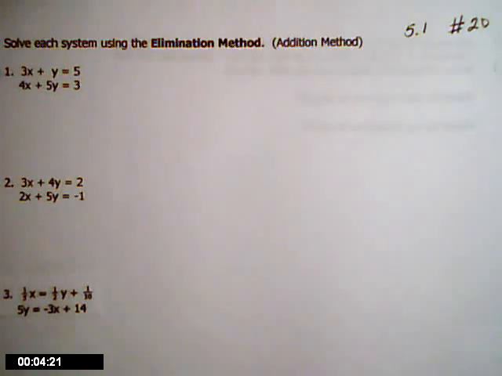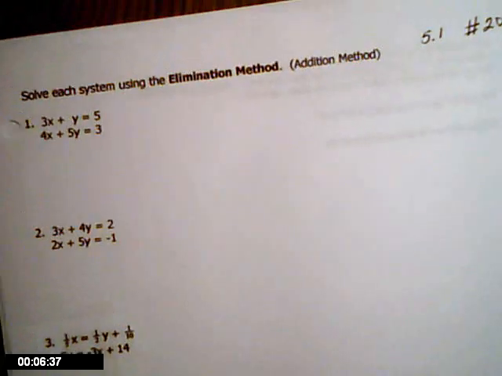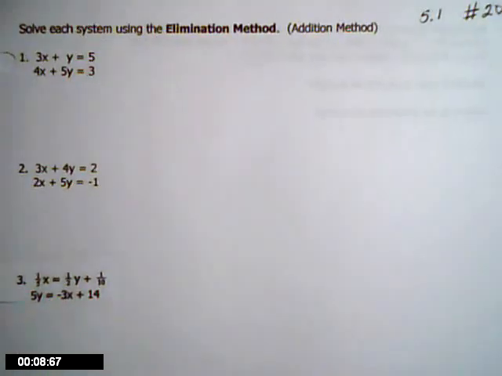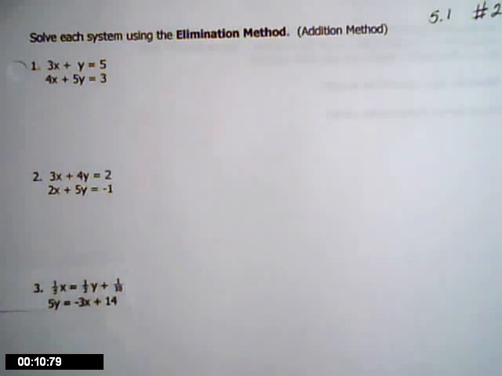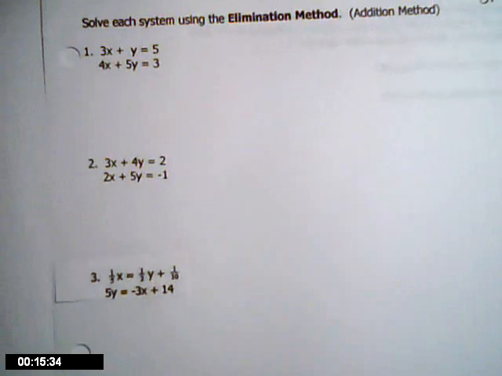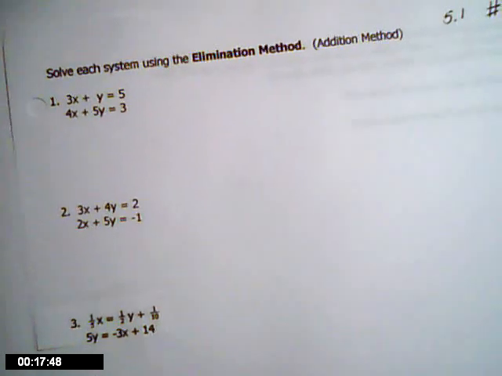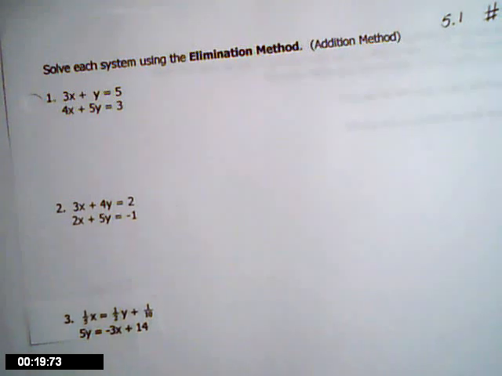This video is again on section 5.1, homework assignment number 20. We're going to actually be working problems. We're going to be solving systems of equations, two variables, two equations using the elimination method. Some of you may have called this the addition method. I actually have in other books.